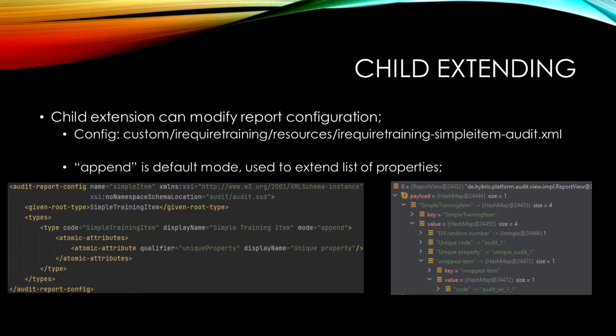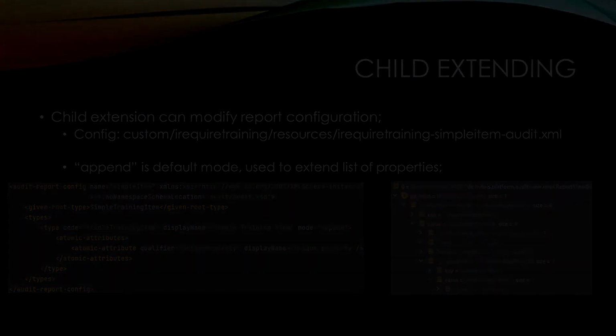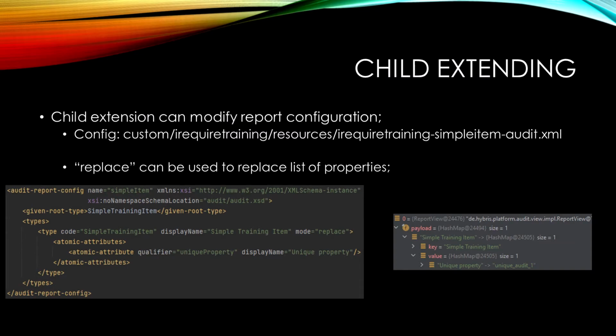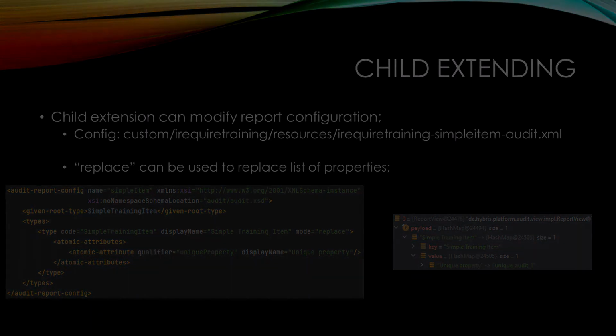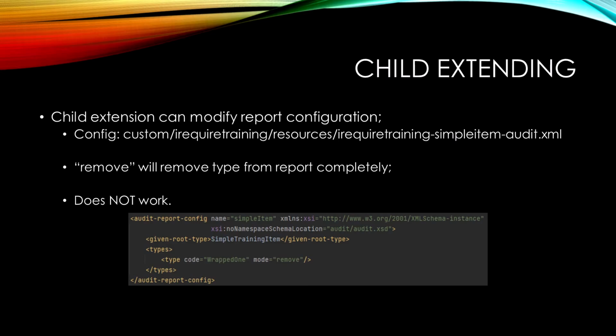Report configurations are written per extension. Child extension can modify parent's configuration. By default, child configurations will be appended to the parents. The second option is to use a replace mode. This will remove any parent configurations and only child's will be left. According to the documentation, remove mode should remove only specified lines, but I couldn't see it working.